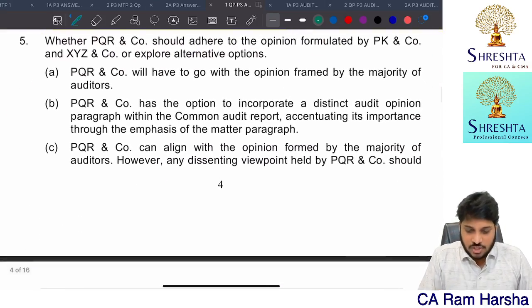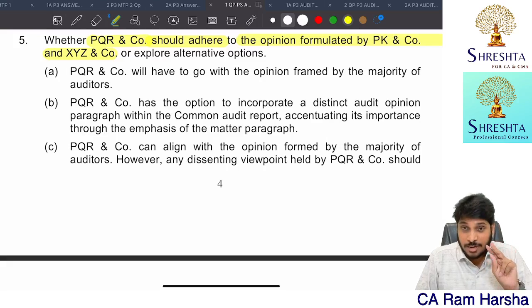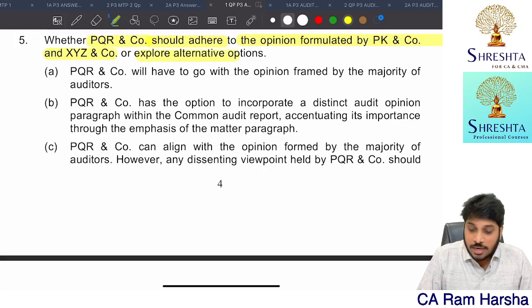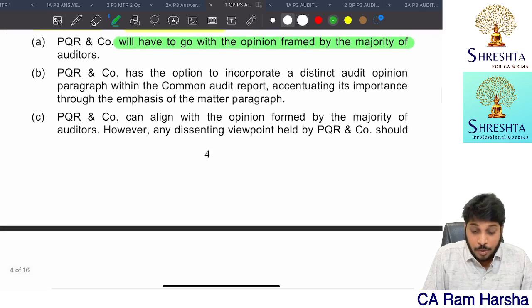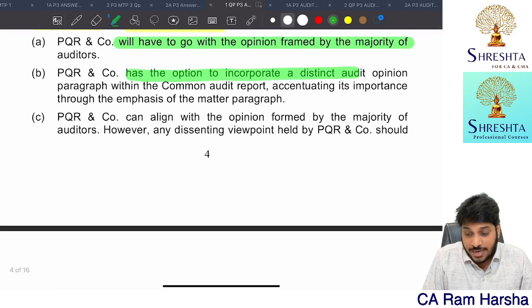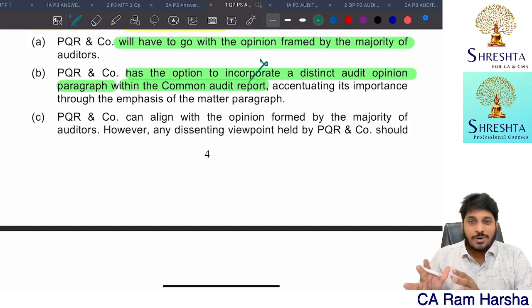Next, 5th question. Whether PQR & Co. should adhere to the opinion formulated by PK and XYZ. These 3 are joint auditors. The remaining 2 are saying majority, the majority's opinion only will prevail. No. Explore alternative options. PQR & Co. will have to go with the opinion framework. No. PQR has the option to incorporate a distinct audit opinion paragraph within the common audit report. Wrong. In the same audit report, no. One audit report will have only one opinion paragraph.